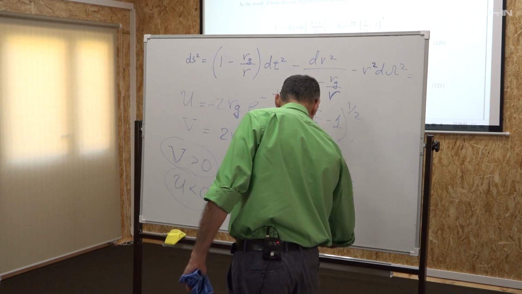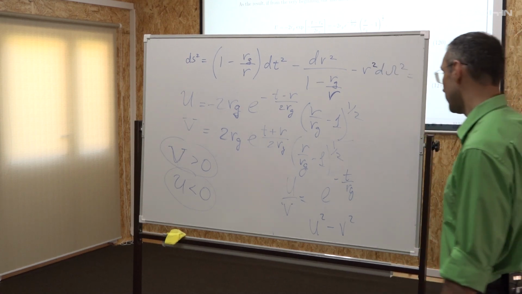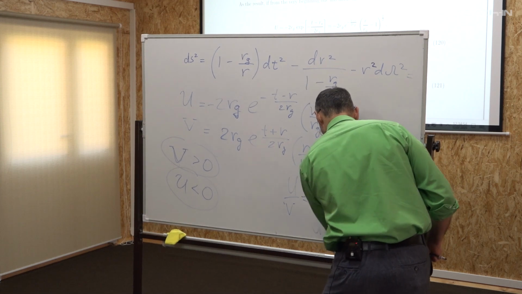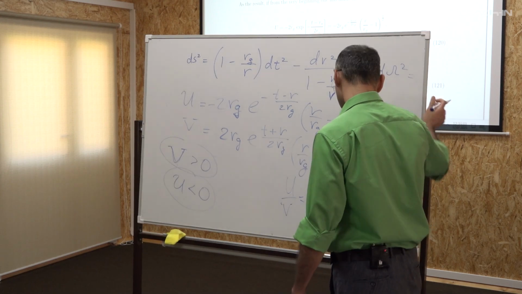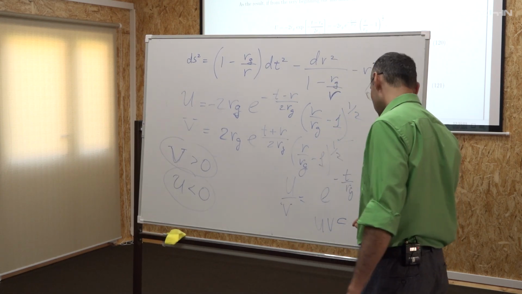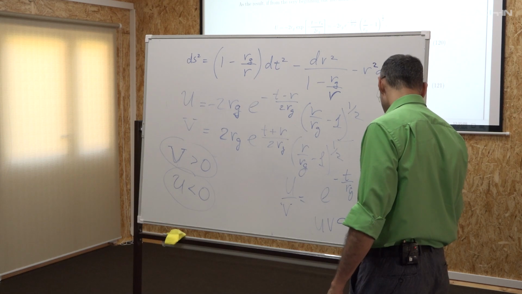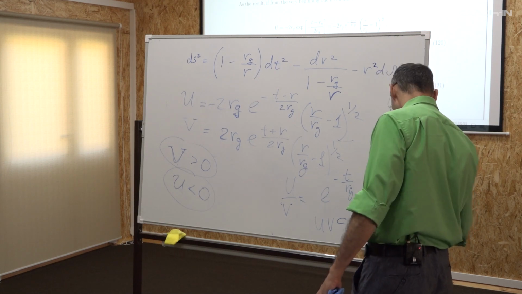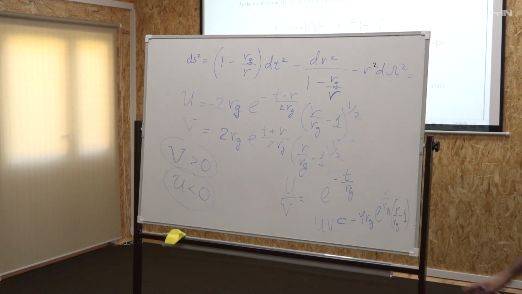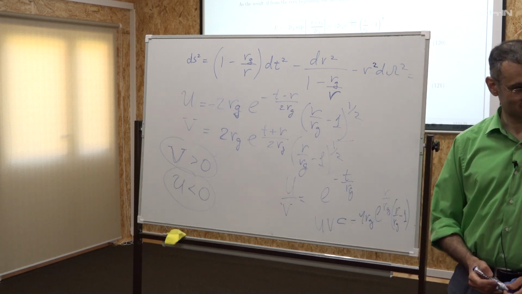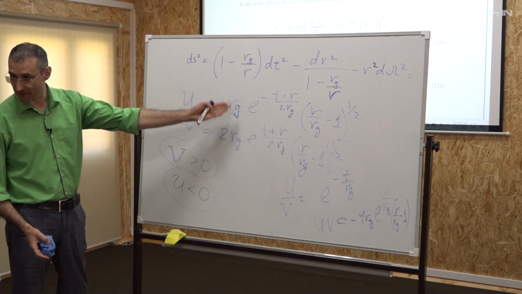Moreover, if I multiply u by v, I get just a function of r. I get minus 4rg exponent of r divided by rg, times r divided by rg minus 1. So you see, these are straight lines and these are hyperbolas. So that's a very simple exercise.